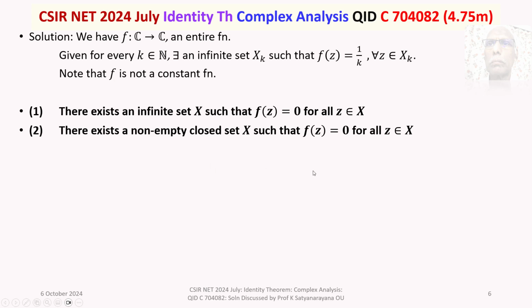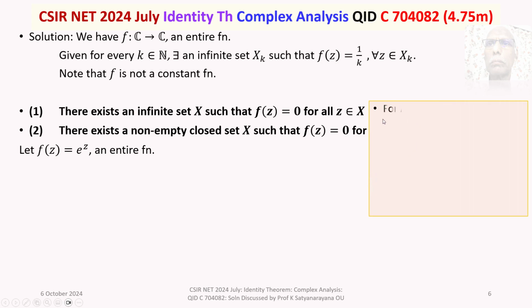X. Right? So let f of z be equal to e power z, an entire function. Now for k belongs to N, that means k greater than or equal to 1, let e power z be equal to 1 by k. This implies e power x plus iy is equal to 1 by k into e to the power of i 2n pi. This is 1. E to the power of i 2n pi in complex notation, and for every n belongs to the set of integers.